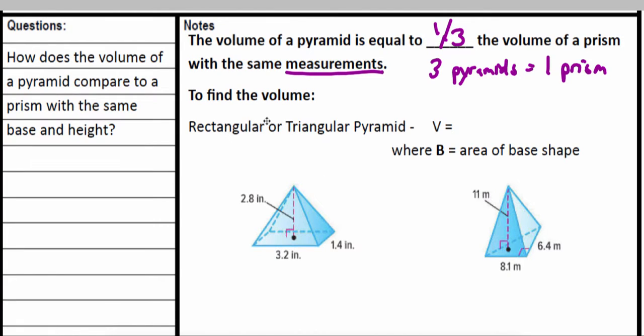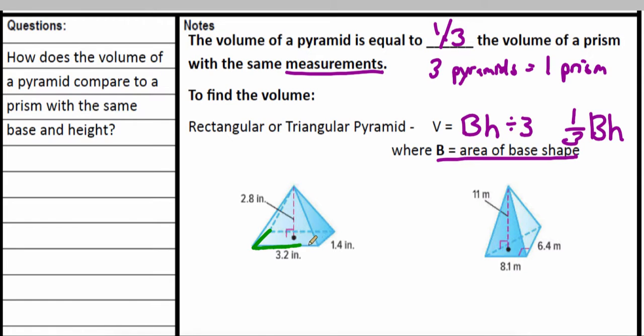So to find the volume, whether it's a rectangular or a triangular pyramid, you're going to find the area of the base shape times the height, but because we only want 1/3 of it, we're going to divide by 3. Or sometimes you'll see it written as 1/3 big B times H. And the whole key is remembering that big capital B means find the area of the base, multiply times your height, and then divide it by 3. So let's see that in action.